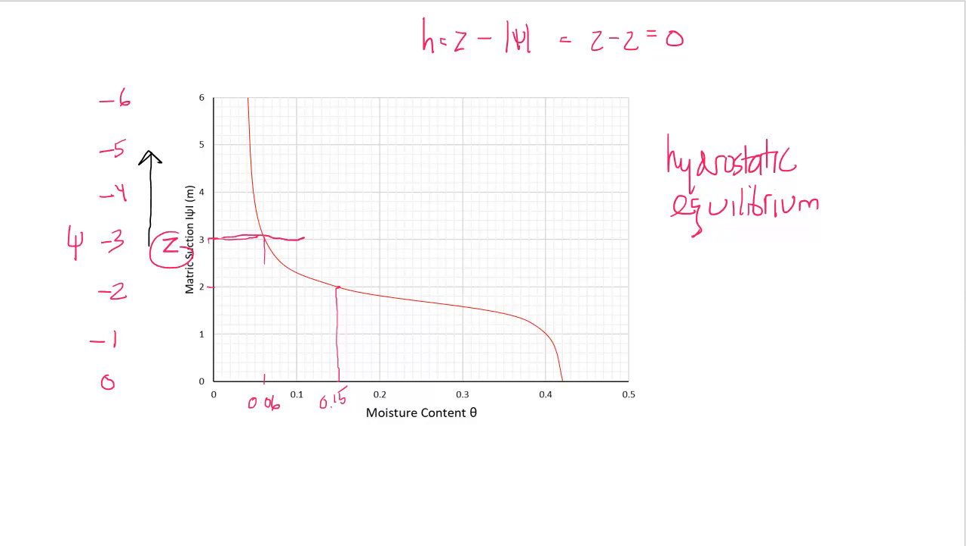And so the moisture content right at the surface can be found at 3 meters, and that once again we said was 0.06. And the rest of this curve below 3 meters would correspond to the moisture content in the soil from the surface down to the water table 3 meters beneath the surface.